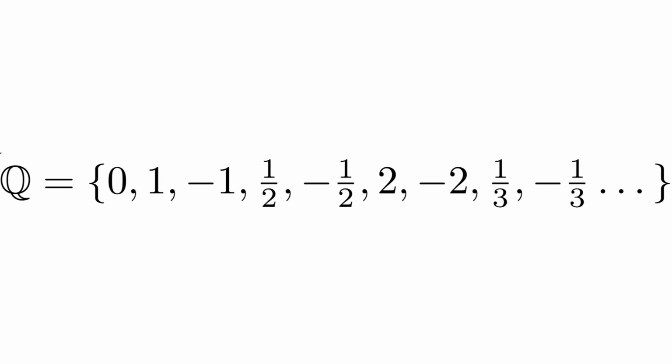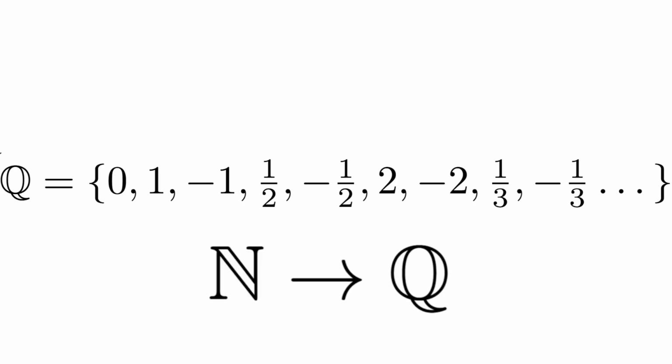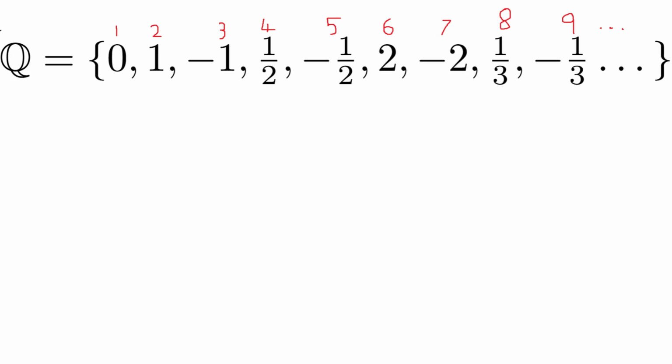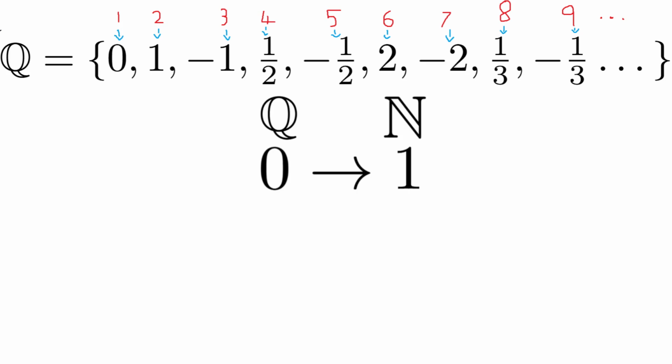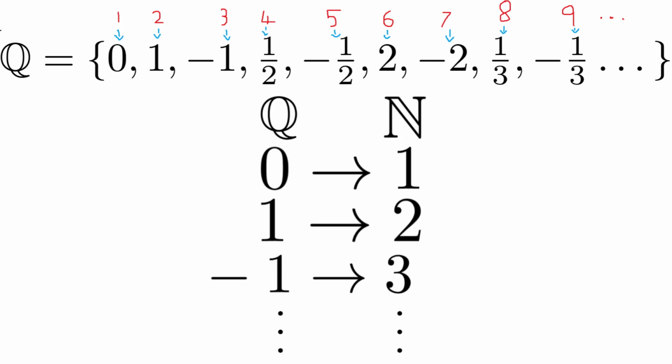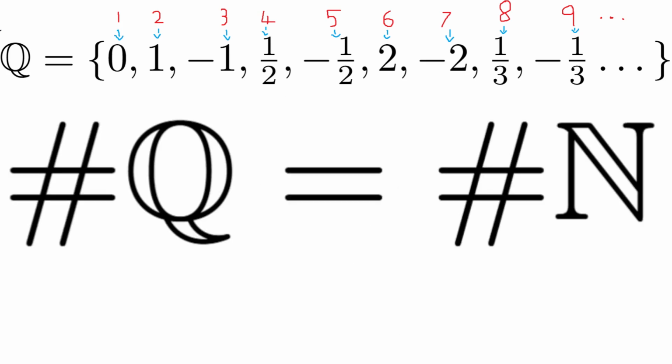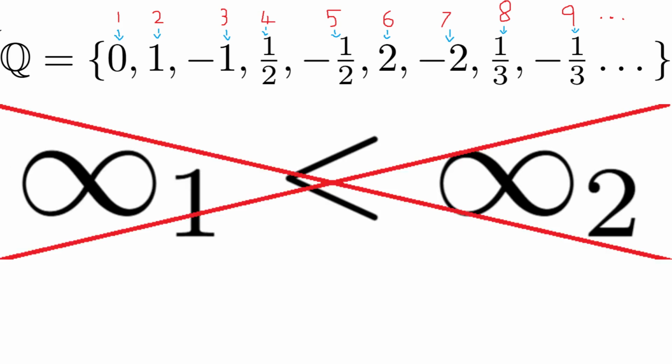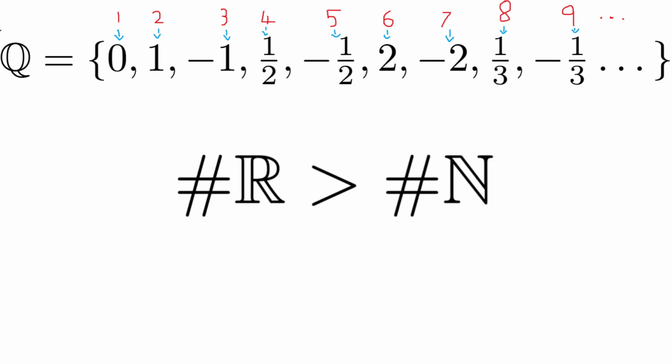Now all we have to do is match every natural number with a rational number. If we go along this list and assign each rational the natural number which corresponds to its place order, we match 0 with 1, 1 with 2, minus 1 with 3, and so on. This matching is a bijection, so the rationals and the natural numbers have the same cardinality. So now you have a better understanding of what isn't meant by "some infinities are bigger than others." An example of such bigger infinities would be the real numbers.